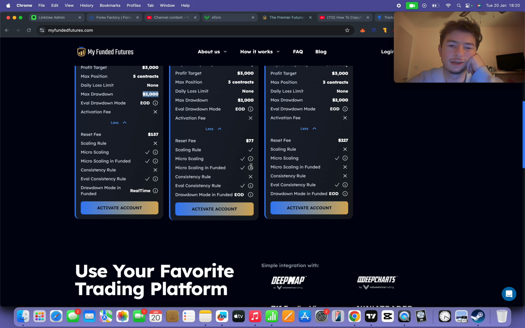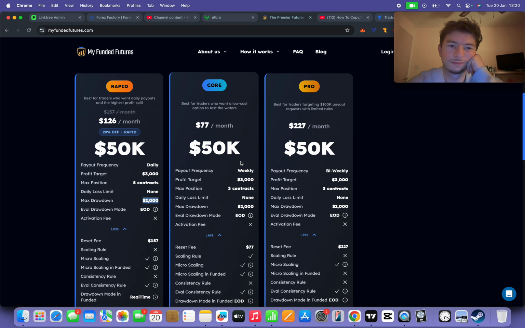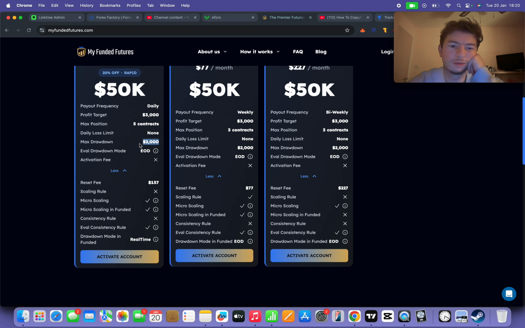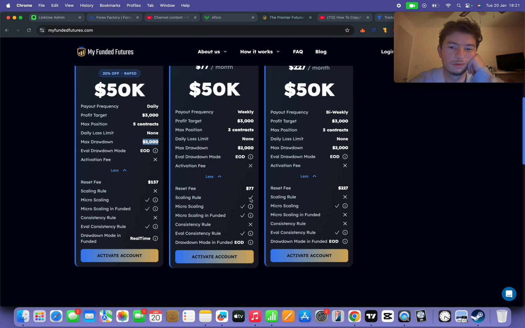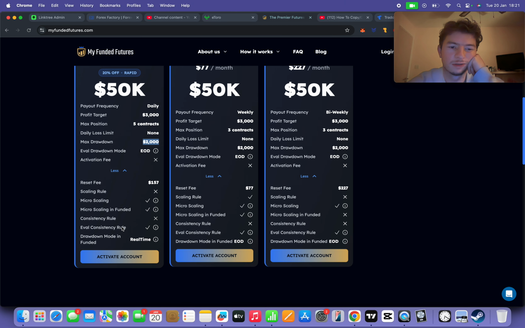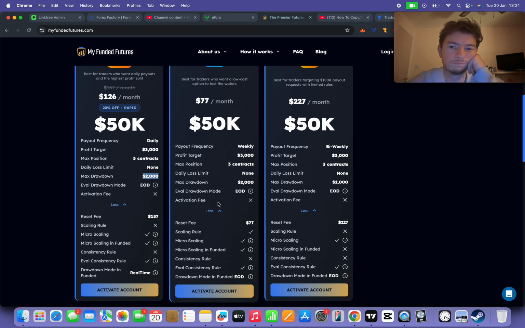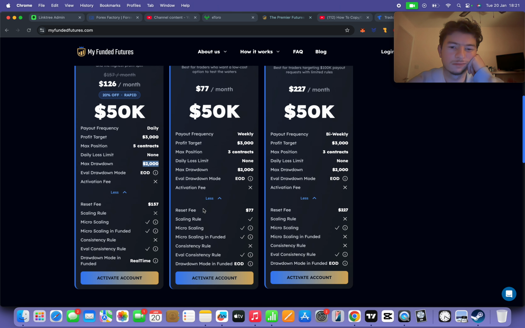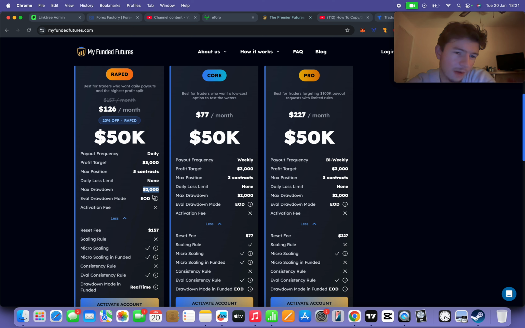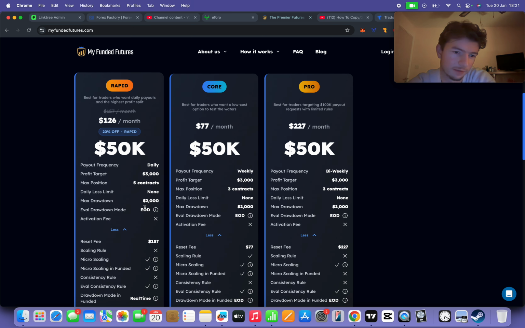Like I had a look last night, and I was thinking maybe this rapid one might be the best one. But I'm not sure if you can scale this. You can't. New scaling rule. Yeah, reset fee. There's no consistency rule, but there is a consistency rule in the eval. I'm happy with the max drawdown mechanics. I had a look at that last night. It's fine.